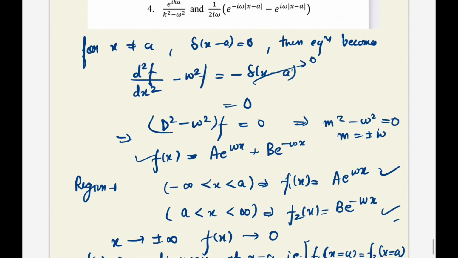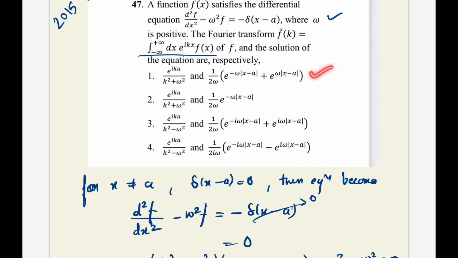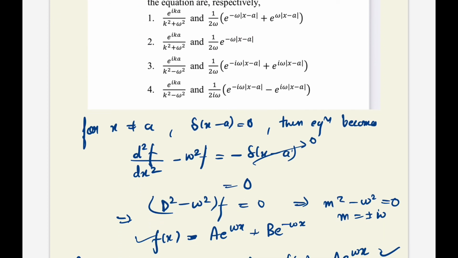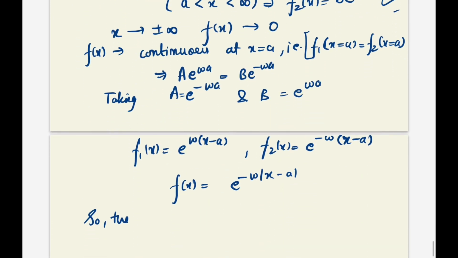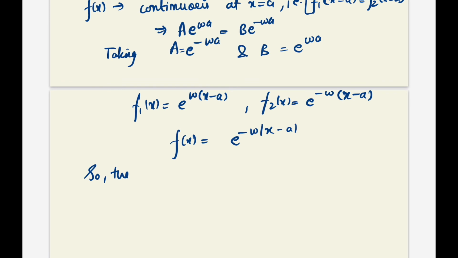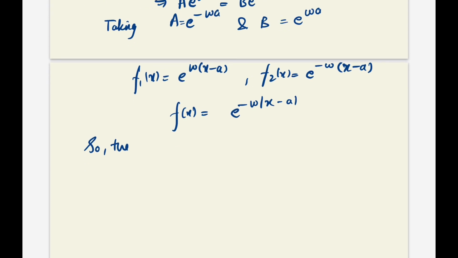We need only two functions, but in the first option we will get four such functions. We don't want those four such functions, we only want two. So option 2 will be the correct one. So the solution is 1 over 2 omega. I'm not deriving the coefficient right now, since it is already obvious by seeing the options. Why waste time deriving the coefficients? It is not necessary.